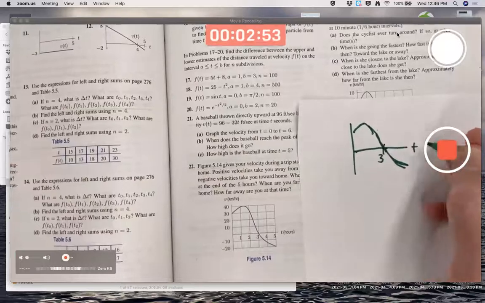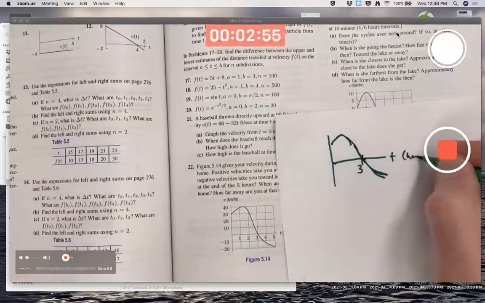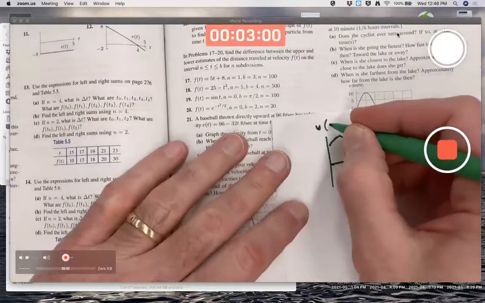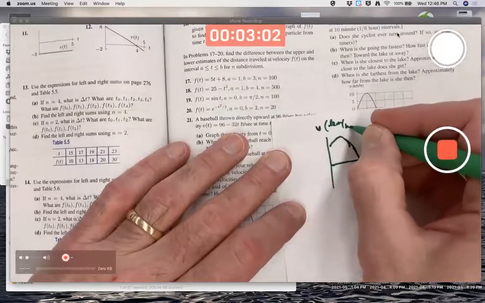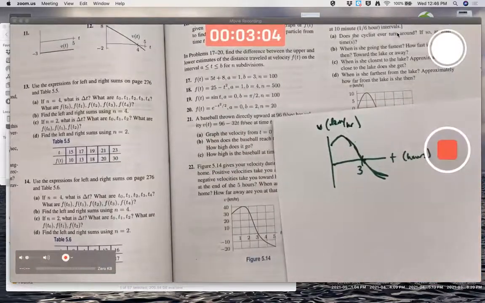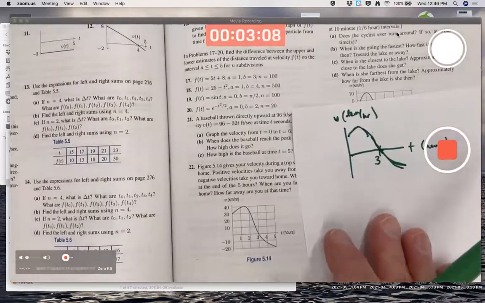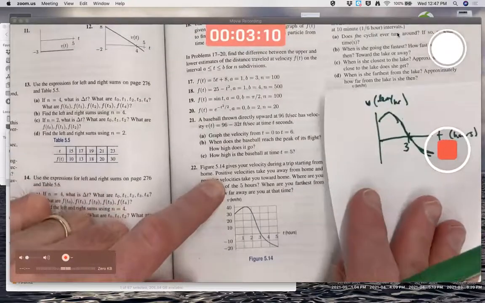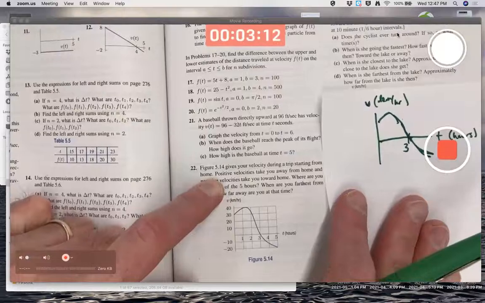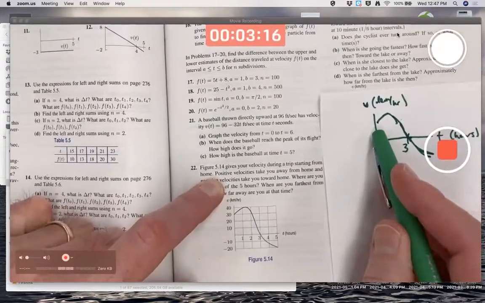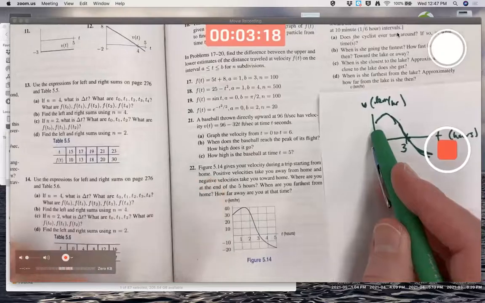T, time, is in hours. V, the velocity, is in kilometers per hour. And again, it says positive velocities take you away from home. So in the first 3 hours, the velocity is positive. That means you're going away from home. Away from home is the positive direction.